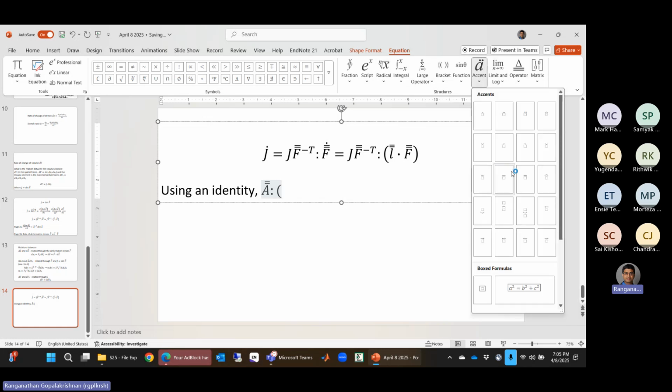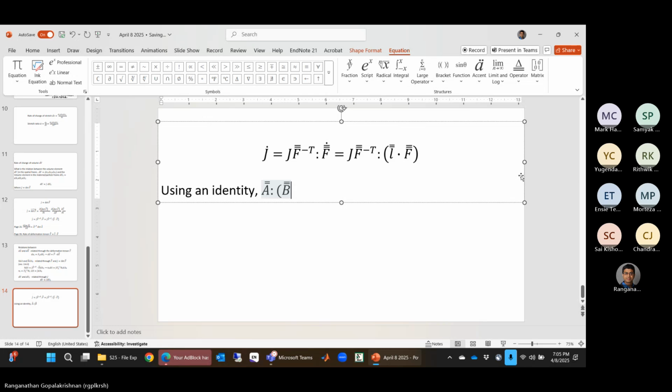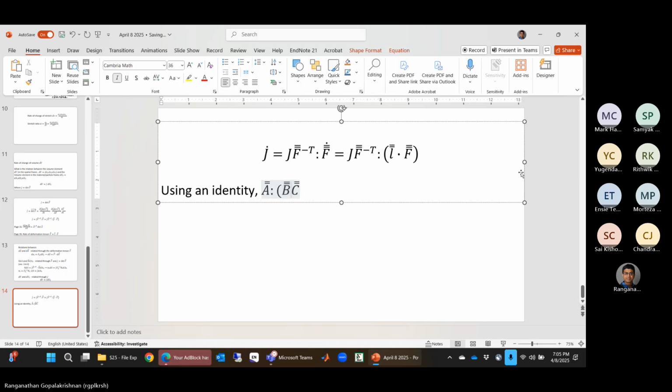So I'm writing A double inner product, B dot C, is equal to B transpose dot A, and then that inner product, or double inner product, with C.